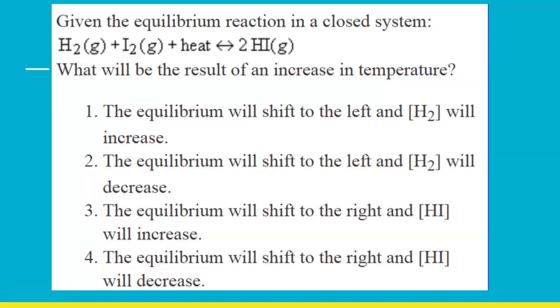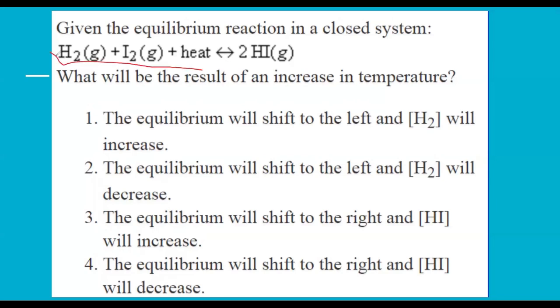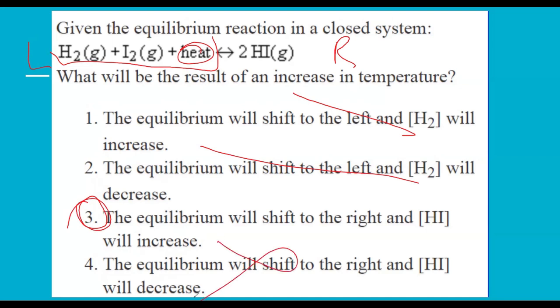So first thing I'm going to do is I'm going to make sure I understand that adding any reactant, including heat, will make this reaction shift forward. That's to the right, not to the left, right? So I'm going to knock out the two answers that say shift to the left. If it shifts to the right, it will make more HI. So that's 3. If you shift to the right, you can't make less HI, because shifting to the right makes more product.